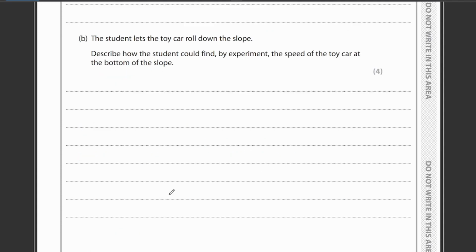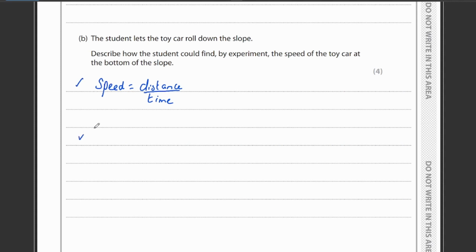Part B, the student lets the toy car roll down the slope. Describe how the student could find, by experiment, the speed of the car at the bottom of the slope. So how are you going to find the speed? Now, the easiest is actually start off by saying speed equals distance divided by the time. So the equation for speed equals distance divided by time. Then you need to describe how you're going to find the distance and then the time. And writing all of this in detail is going to give you the 4th mark. So this is 1 mark, remember.